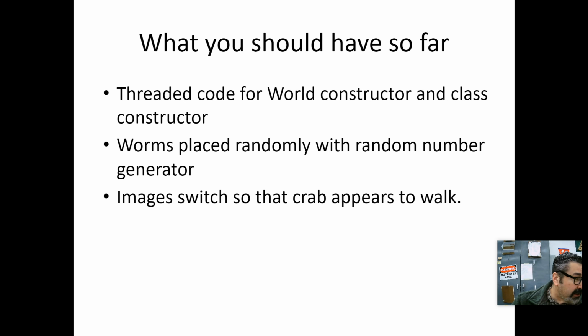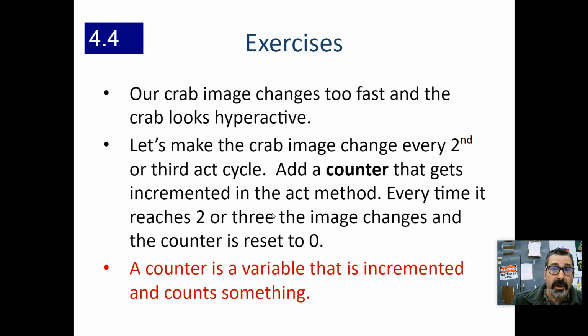You should have worms placed randomly with a random number, and image switching so that the crab appears to walk. Our crab image appears too fast and the crab looks hyperactive. Let's make the crab image change every second or third of the act cycle. Basically, every time it goes, it's act, act, act, act, act, act. What we wanted is something like this: act, act, act, act, act, act, act, act, act. So how are we going to do that?